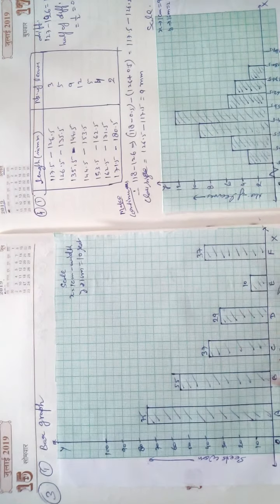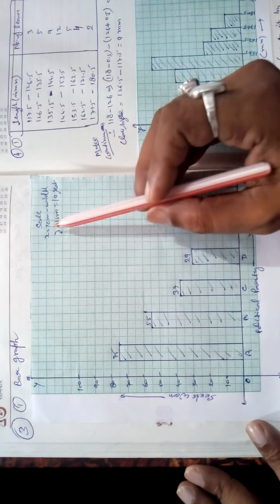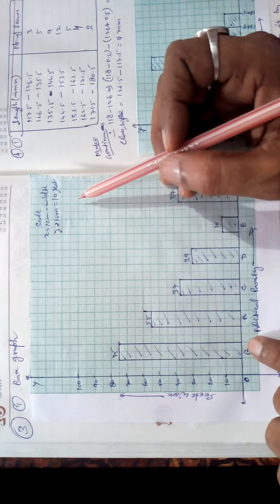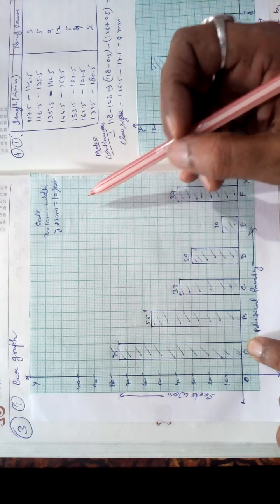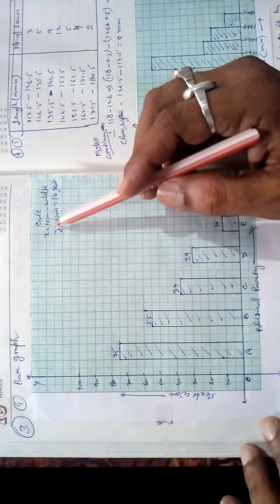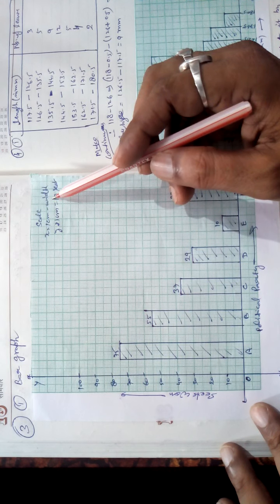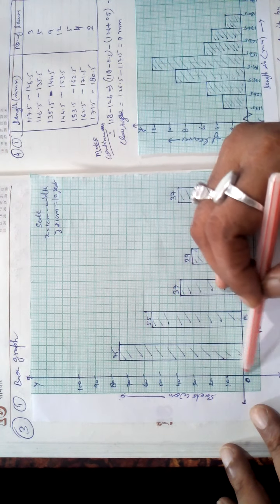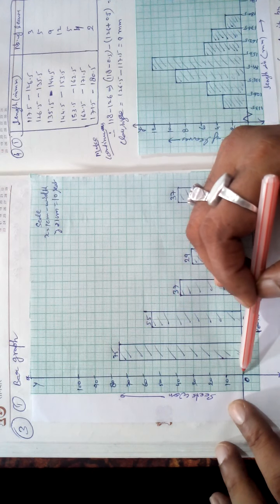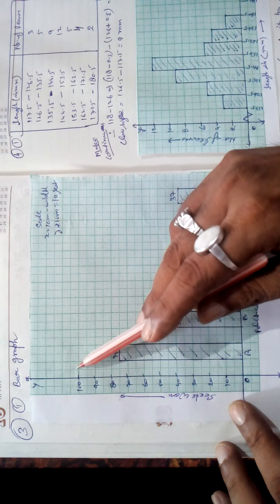In this case, first of all you take the scale. On the X-axis take 1 centimeter width for each party name. On the Y-axis we take the number of seats won. 1 centimeter is 10 polling seats. So like this we will draw up to 100.